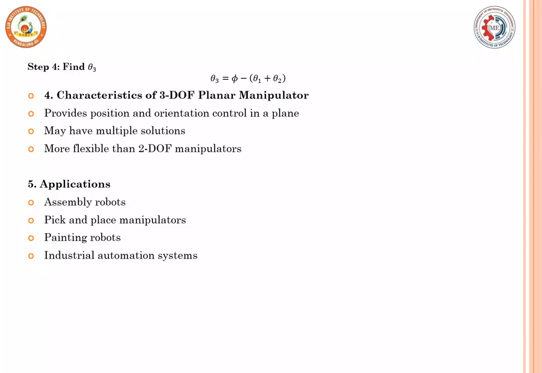So what are the characteristics of a 3 degree of freedom planar manipulator? It provides position and orientation control in a plane, and has multiple solutions for the manipulator to work out. It is more flexible compared to a 2 degree of freedom manipulator. The applications of 3 degree of freedom forward and inverse kinematics are assembly robots, pick and place manipulators, painting operations, and industrial automation systems where everything will be automated at the workplace for better efficiency of the robot.